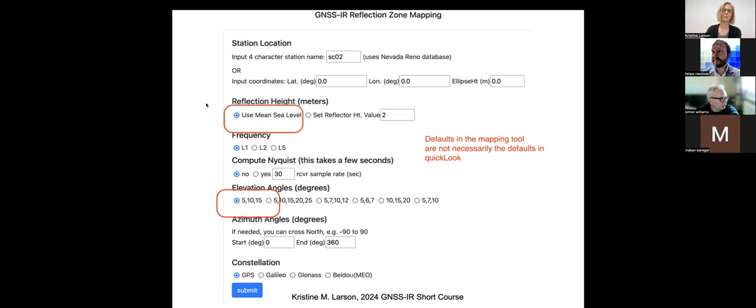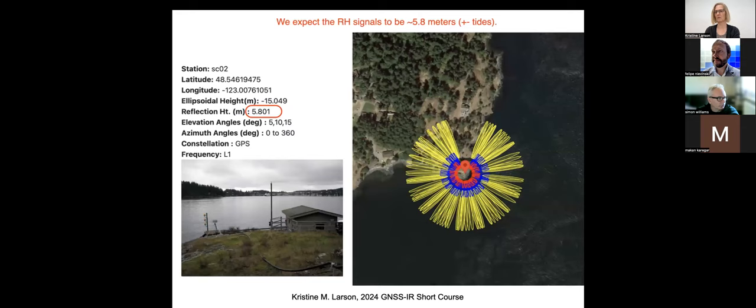And we're going to use mean sea level as the reflector height. What that means is this tool knows the ellipsoidal height. It's going to use a gravity model to get a mean sea level value. So you can use that reflector height for coastal sites. And Simon showed something similar to this. This is when you make no azimuth restrictions. So I don't tell it to cut this part out. I'm just getting a start. But see, 5.8 meters, that'll be mean sea level. And when it's high tide and low tide, there'll be some variation there.